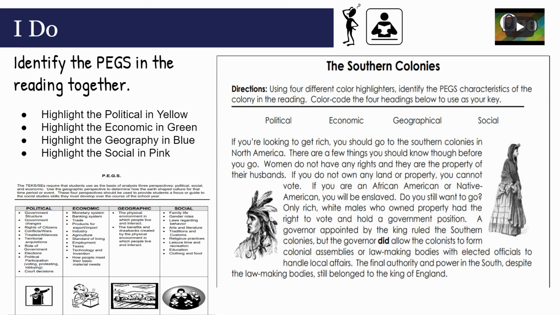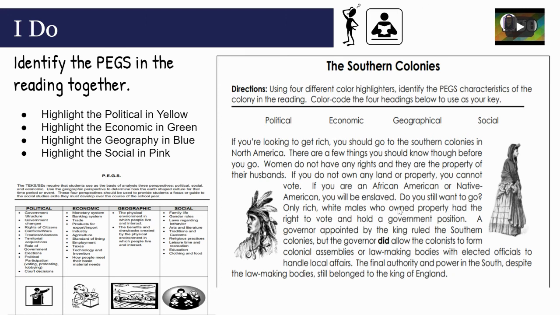Okay. So it says, if you're looking to get rich, you should go to the Southern colonies in North America. So right now in my mind, I'm visualizing the Southern colonies I saw on that map in North America along the Atlantic coastline. There are a few things you should know, though, before you go. Women do not have any rights, and they are property of their husbands. If you do not own any land or property, you cannot vote. If you are African American or Native American, you will be enslaved. Do you still want to go?